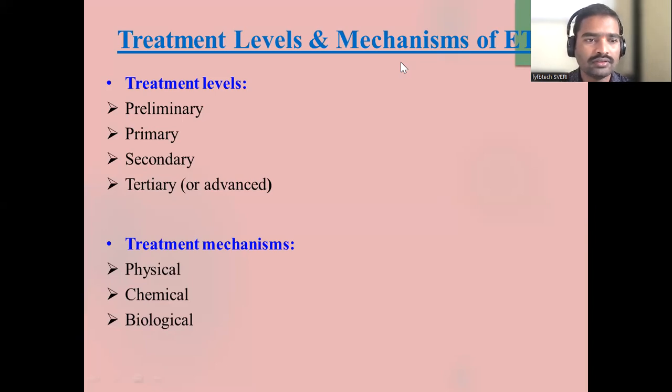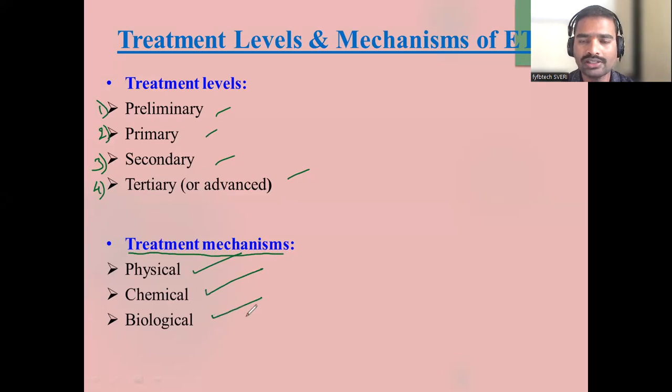Sakshi, what is ETP? Effluent treatment plant. Okay, so in the last class we have seen the effluent treatment plant. So in effluent treatment plant, how many levels are there? There are 4 levels. What are those? Preliminary, primary, secondary, and tertiary. Okay, these are the 4 levels. And what is the treatment mechanism? Mechanisms are physical treatment, chemical treatment, and biological treatment.